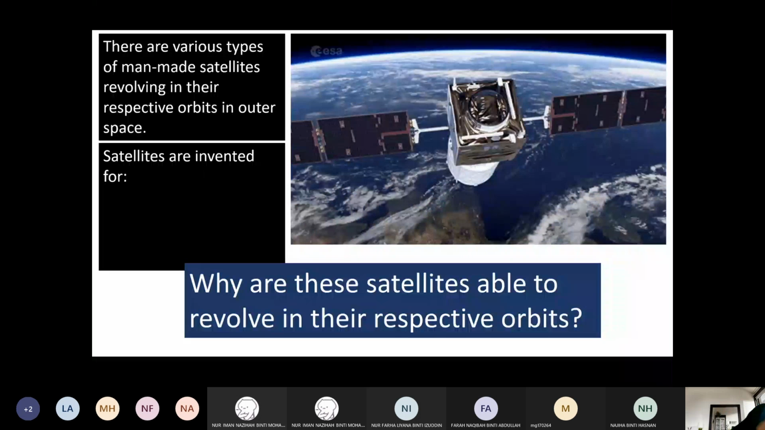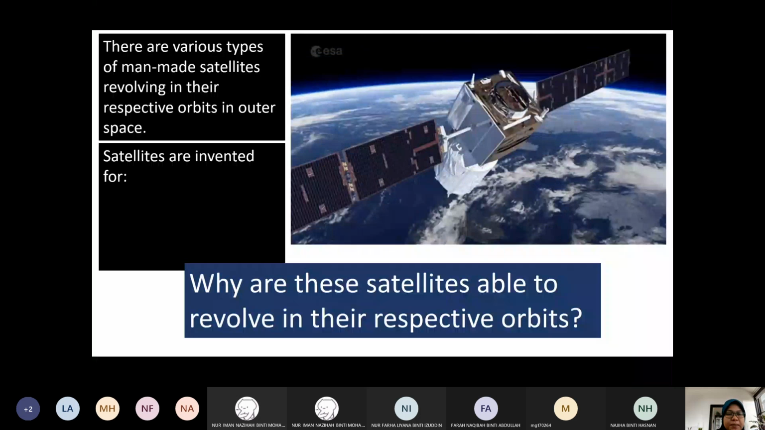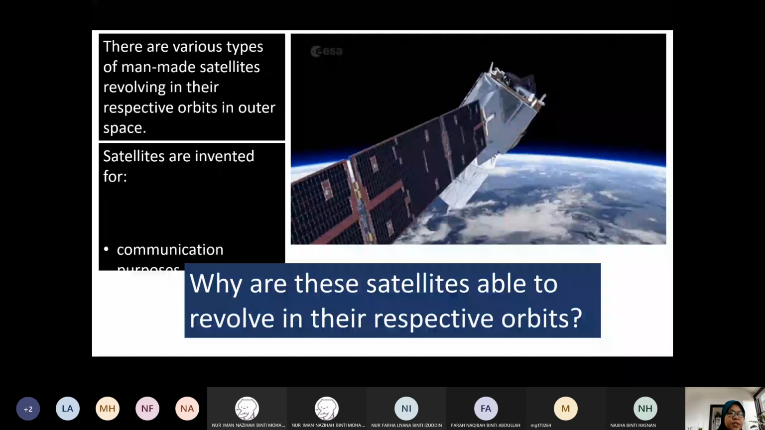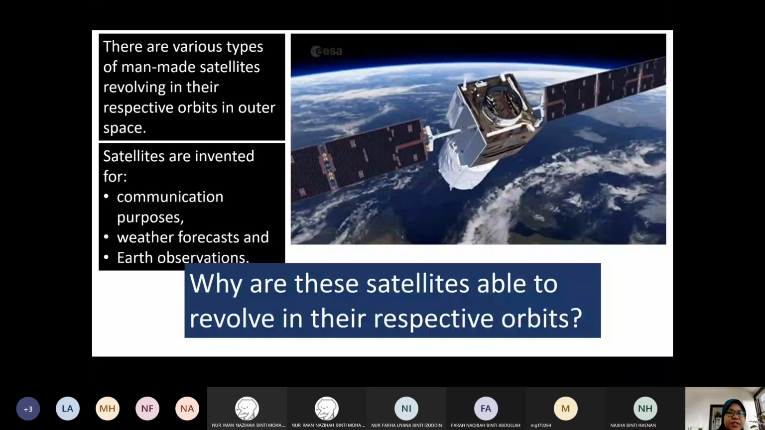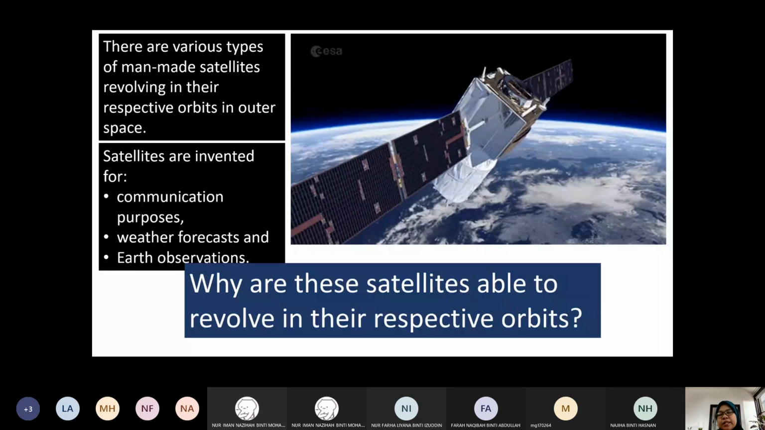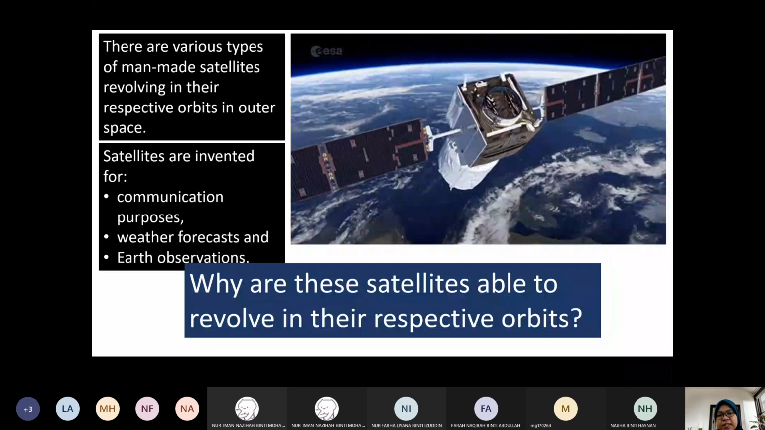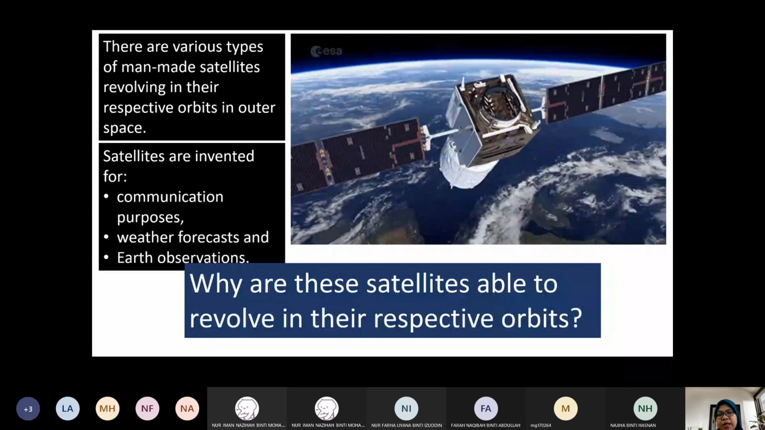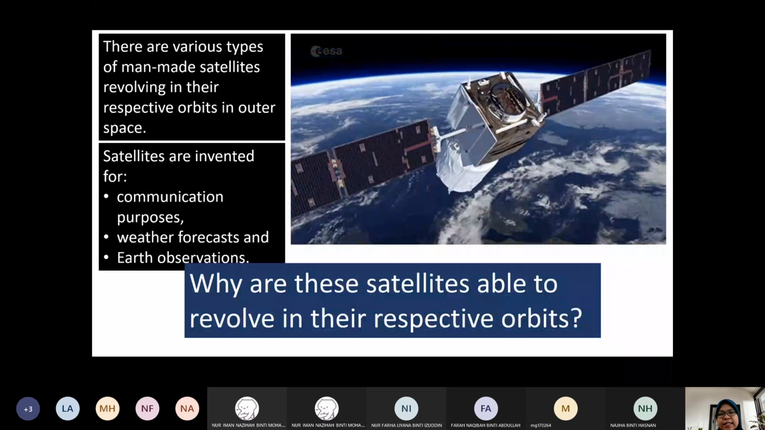And then why do we have satellites? Okay, satellites are invented for three purposes: for communication purposes, for weather forecasts and earth observations. GPS yang your parents ataupun kakak awak ke abang awak gunakan, tahu kan? GPS to locate where you are, where you are going to. So itu GPS pun kita gunakan satellites.